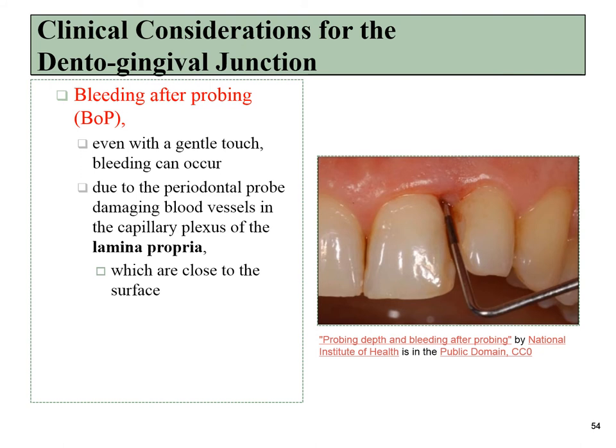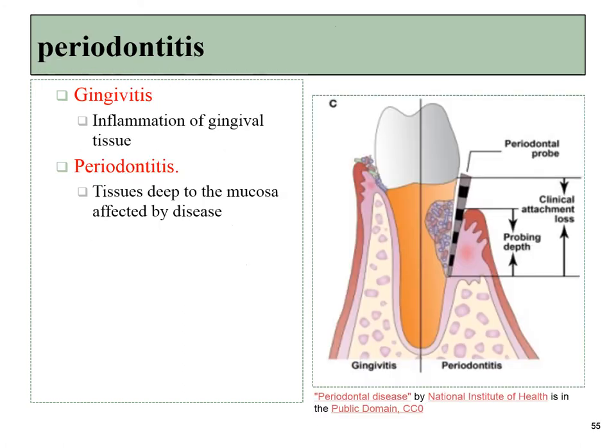Because this epithelium is very thin, if it becomes damaged, then blood from the underlying submucosa can leak out of the body more easily, which we would call bleeding on probing. Bleeding on probing is going to occur more frequently when there's underlying gingivitis or periodontitis. Gingivitis is inflammation of the gingival tissues, whereas periodontitis is inflammation to even deeper tissues and is typically more severe.